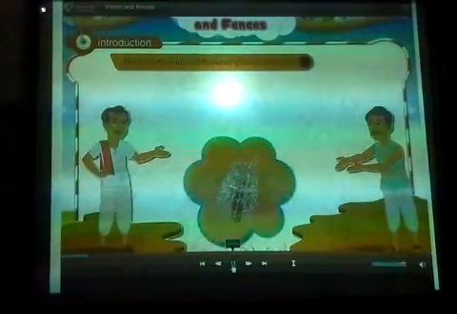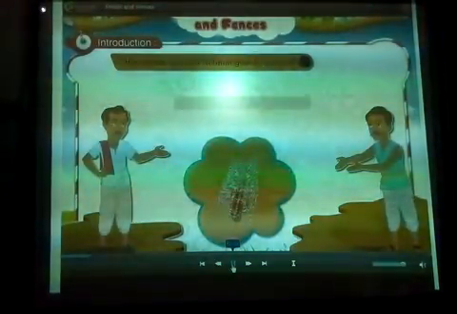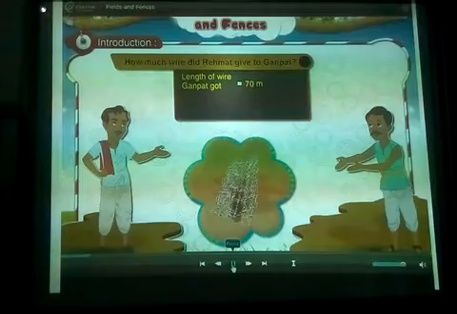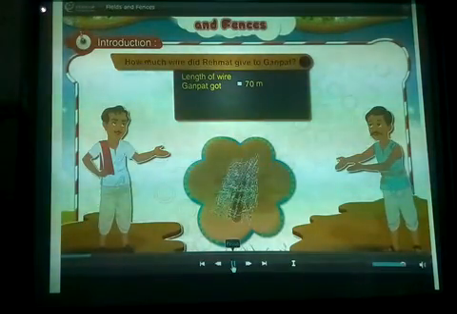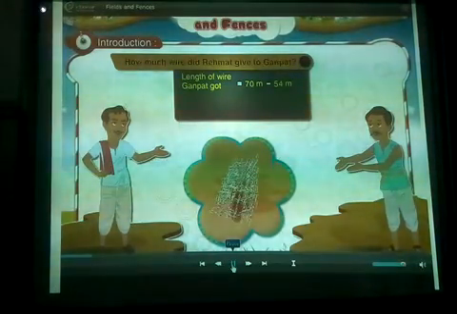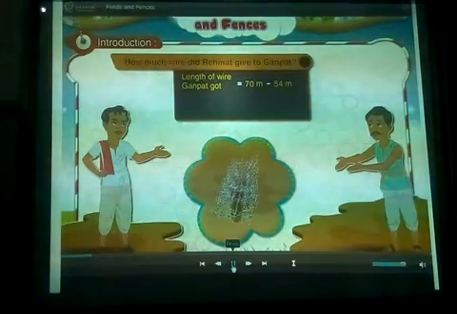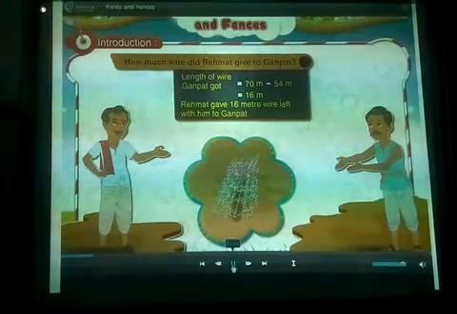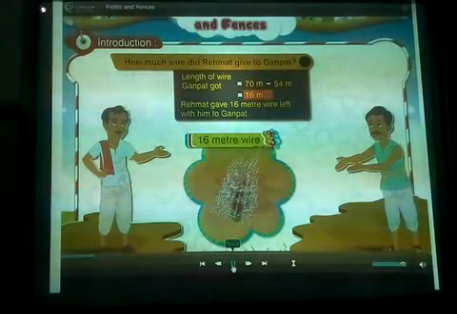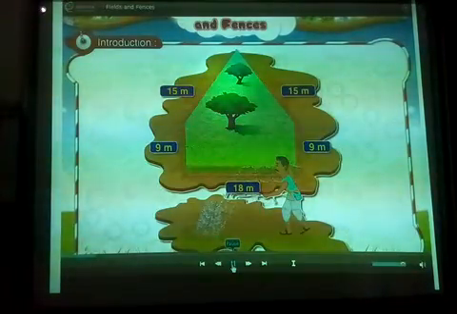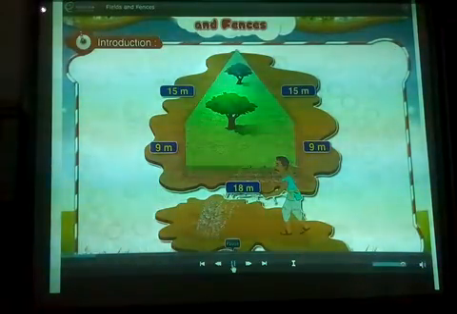How much wire did Rahmat give to Ganpat? The total length of wire that Rahmat had is 70 meter. So, subtracting 54 meter, which is the length of the boundary of Rahmat's field, from 70 meter, we get 16 meter. Hence, Rahmat gave 16 meter wire left with him to Ganpat. Ganpat thanked Rahmat and started fencing his field. But he needed more wire.